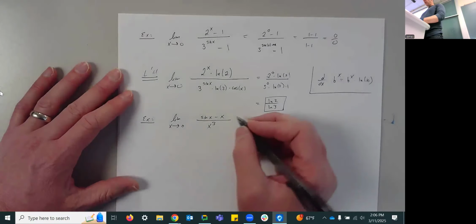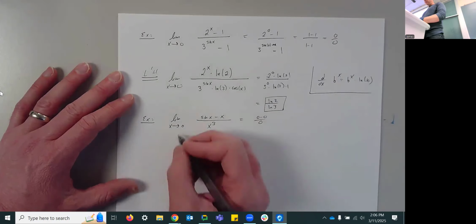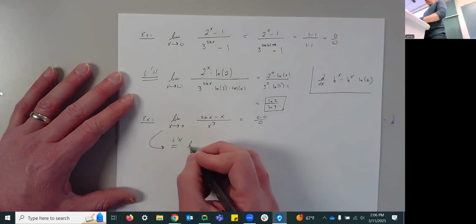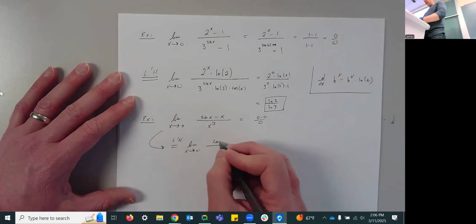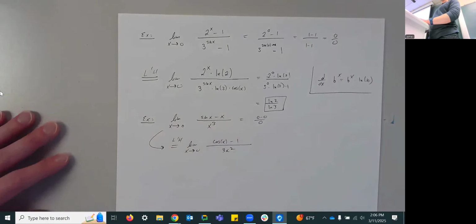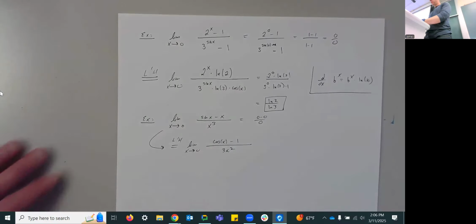But here, if we plug in 0, we see we get 0 minus 0 over 0. So L'Hopital's rule. L'Hopital's rule it is. So, derivative of the top is cosine of x minus 1. The derivative of the bottom is 3x squared. And if we plug in 0, we're going to get 1 minus 1 over 0, which is another 0 over 0. So we're going to do it again.